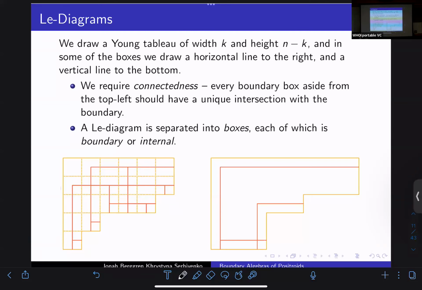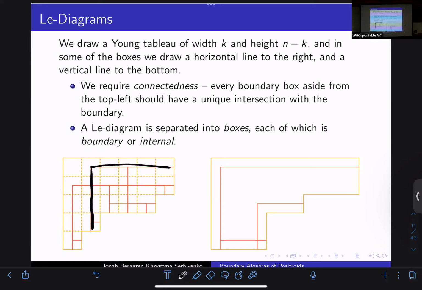Well, it turns out they all sort of come from these things called Le diagrams. The setup for a Le diagram is I'm going to draw a Young tableau, and in some of the boxes, I'm going to draw a path all the way to the east and all the way to the south. Not going to do it in all of them, just in some of them. This is always what we call a Le diagram.